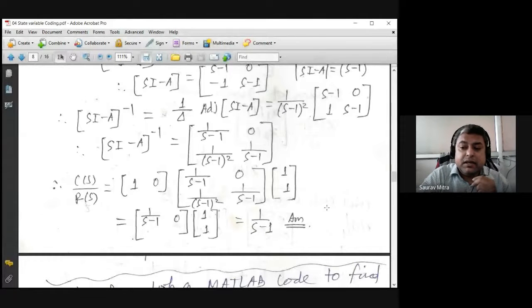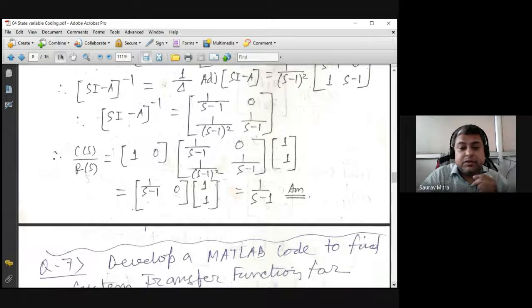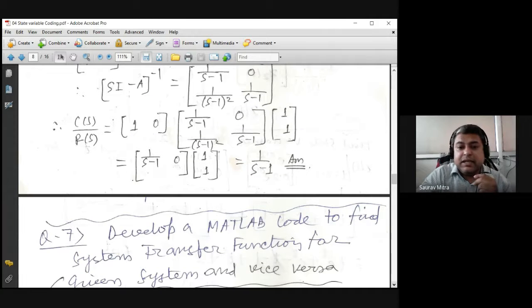So again, I'll tell you this 1 by s minus 1, that is C(s) by R(s), has come from C into (sI minus A) inverse into B plus D. And this is an unstable closed loop transfer function, because s minus 1 is equal to 0, s is equal to 1. That means e raised to t will be the value of c(t) in the impulse response. And we know that if poles are in the right side of the s plane, it is an unstable pole. So this is an unstable system.